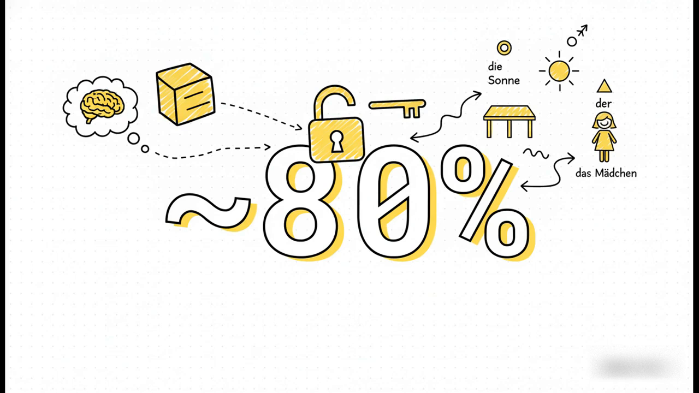So what does this all add up to? Well, if you use these two tools, looking at the meaning and looking at the word's form, you can correctly figure out the gender for about 80% of all German nouns. Suddenly, it's not a 1 in 3 guess anymore. It's a puzzle you can actually solve.